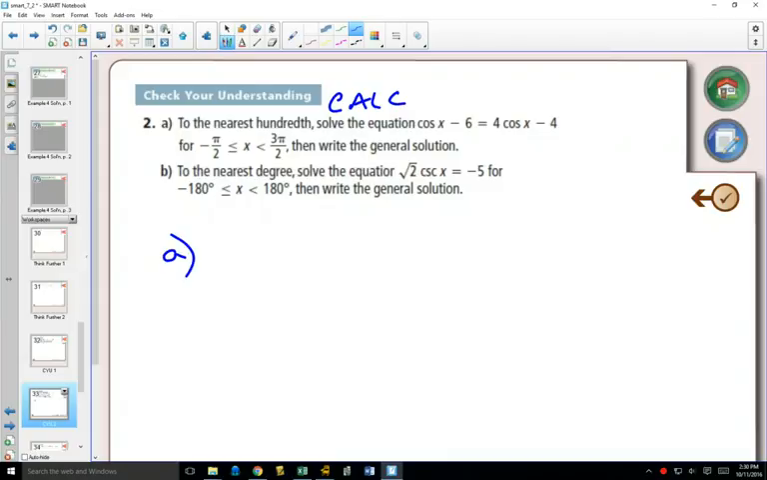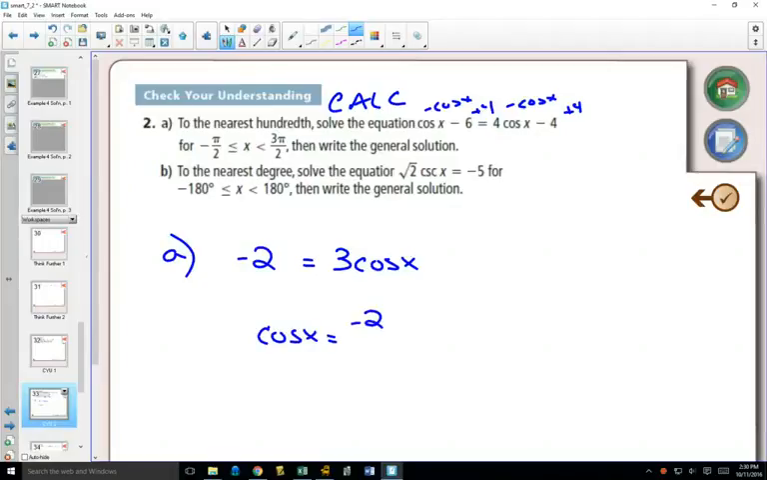So if we combine our like terms here, move the cos x over to get subtract cos x on both sides, add 4 to both sides, and then divide by 3. We'll get cos x by itself, and we get negative 2/3.